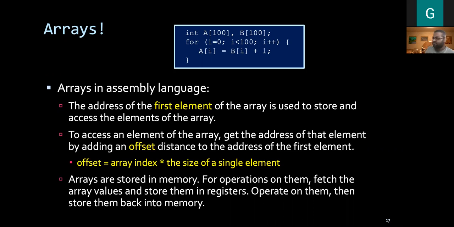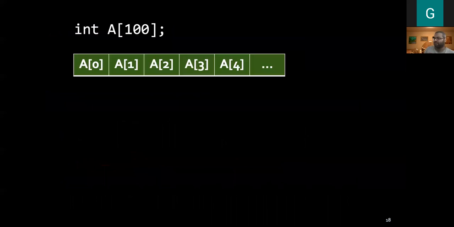And again, arrays when defined that way are stored completely in memory. If you want to do some operations on the array, like add up all of the numbers, you need to fetch the array values into registers, operate on them, and then store them back in memory. Okay, just as an example of the indexing, let's say we have an array A that is 100 elements, and we want the address of the 5th element, so that's index 4. How do we compute that?